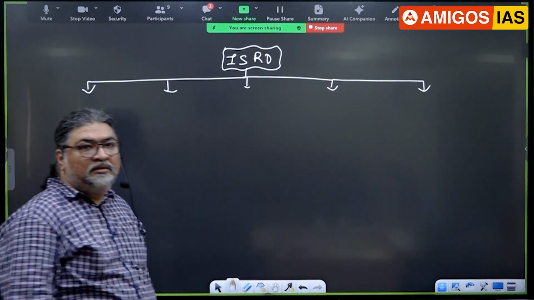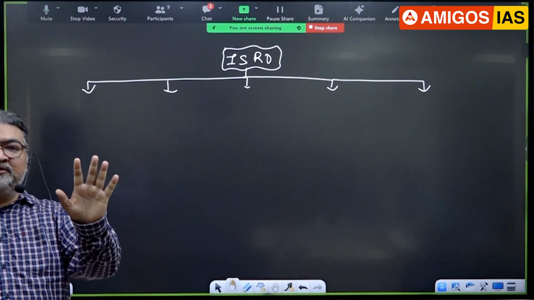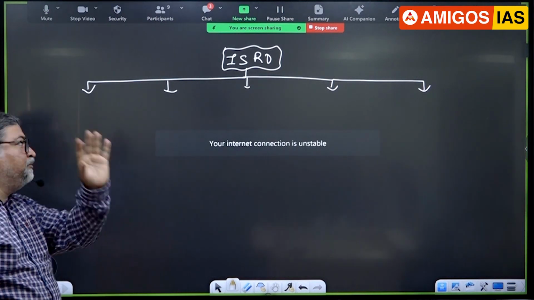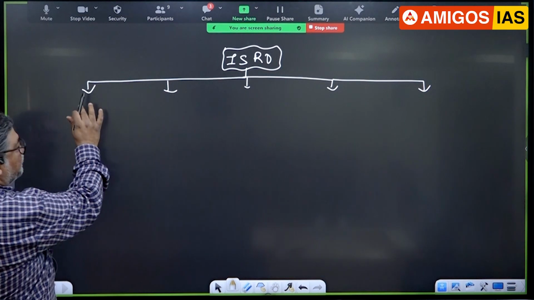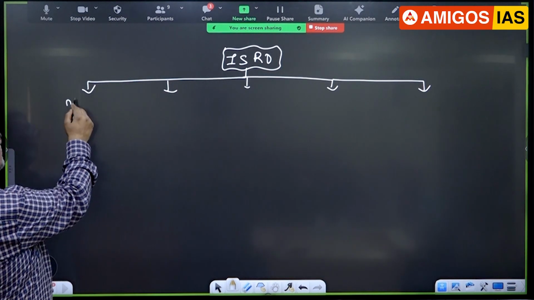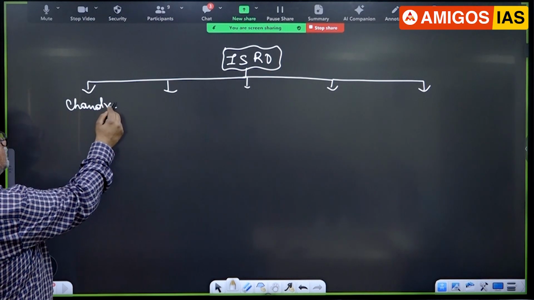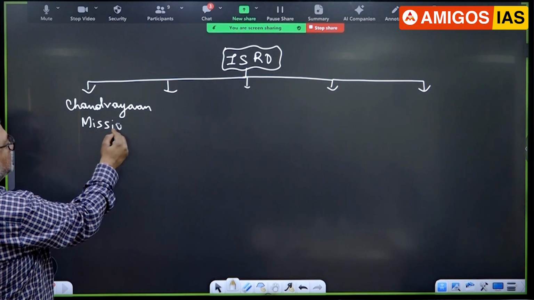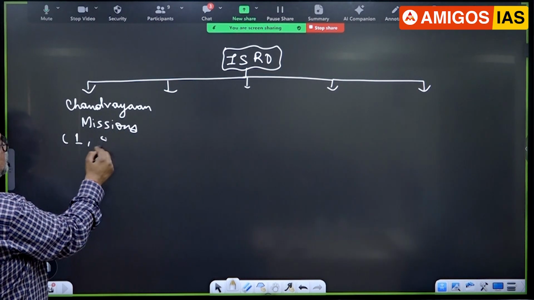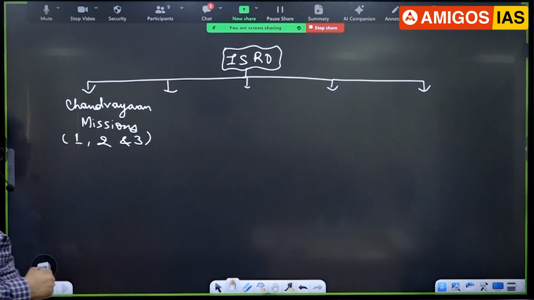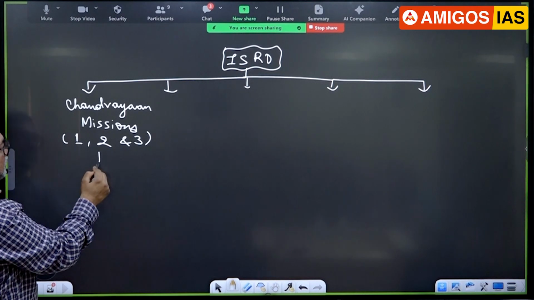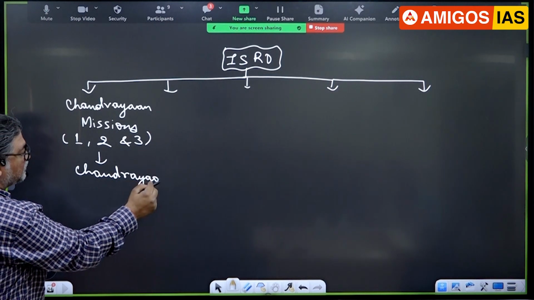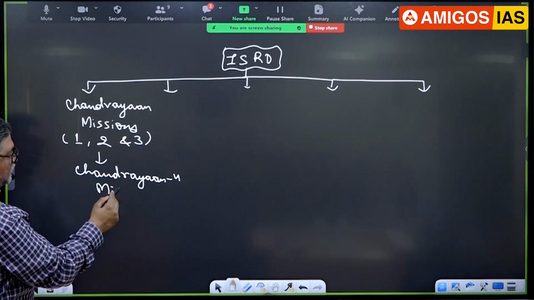Five important missions which you have to remember for this exam, and I'm giving you all key points here in flowchart form. The first point which you have to know is this one. So we had 1, 2 and 3. Now where is India going? We are going for the Chandrayaan 4 mission. There's a plan there.